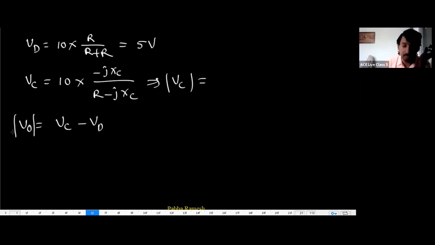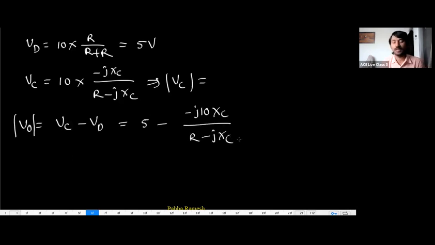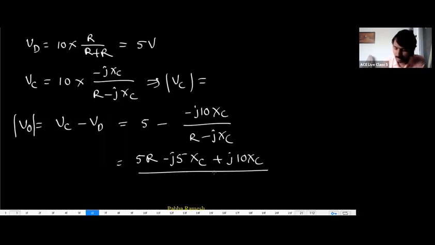Generally we are talking only about magnitude, because even though you get a minus symbol, as I told you, you need to take the plus symbol notation only. So what is Vc? 5 minus this value, minus 10 minus j10 Xc by R minus jXc. Clear? Now simply 5R minus j5Xc plus j10Xc by R minus jXc. So 5R, here it is plus.